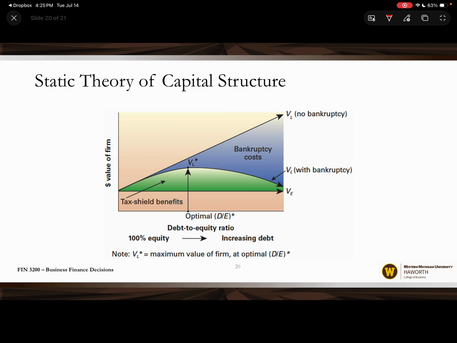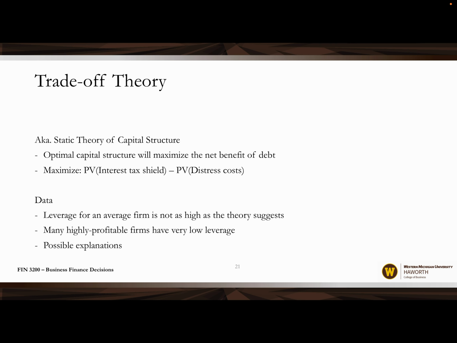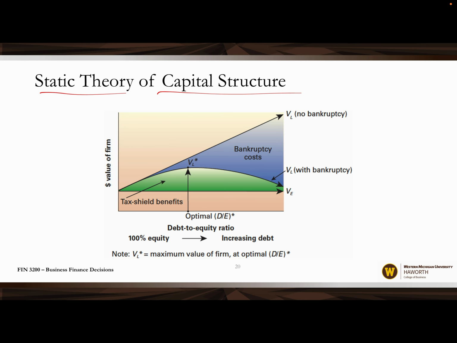This slide is important. I don't know if it'll be on the exam, but since we're wrapping up the course, you might as well listen. So it's called the static theory of capital structure, or the trade-off theory. You want to pay attention to this curve right here. This shows you the value of the firm considering the bankruptcy probability.